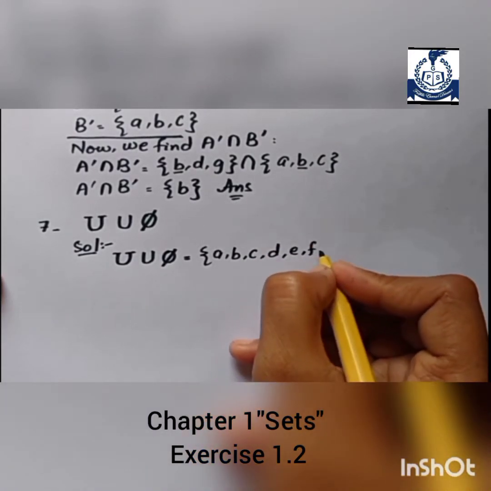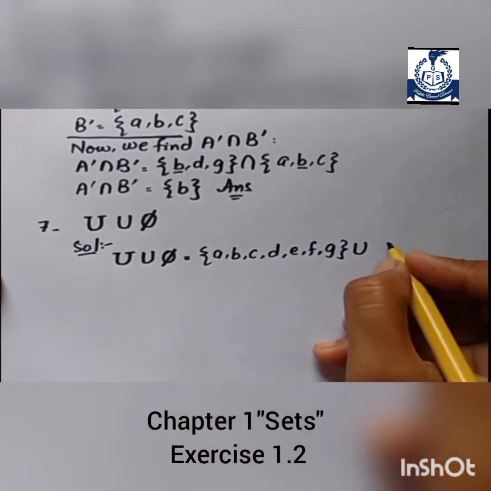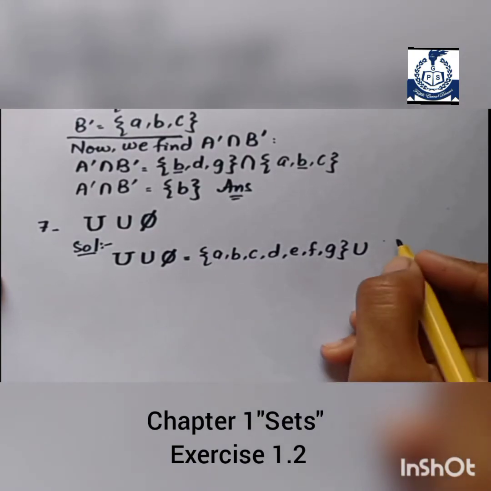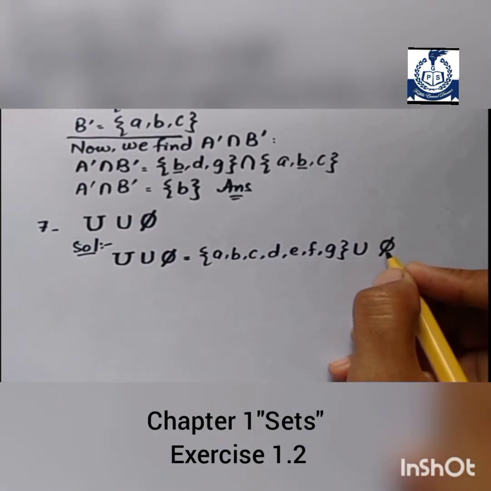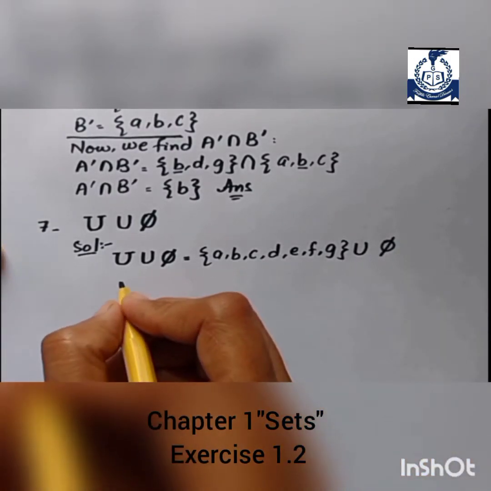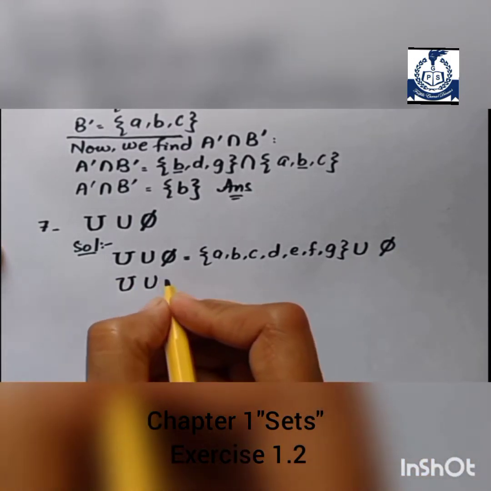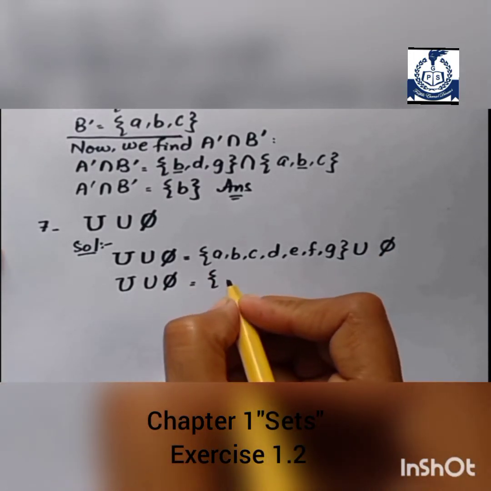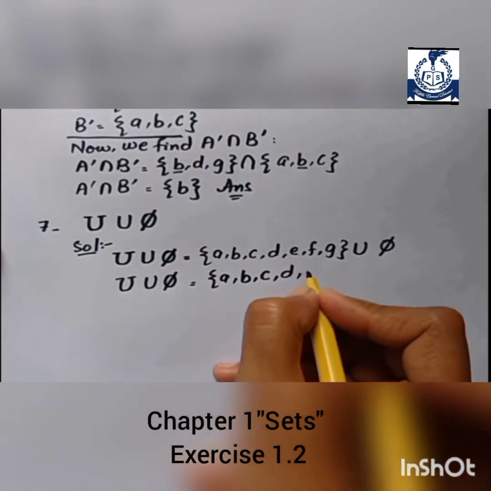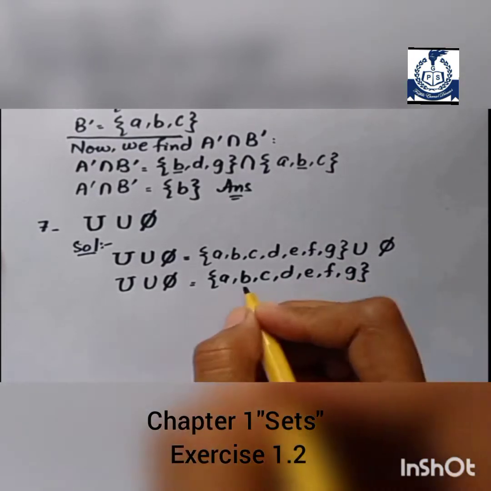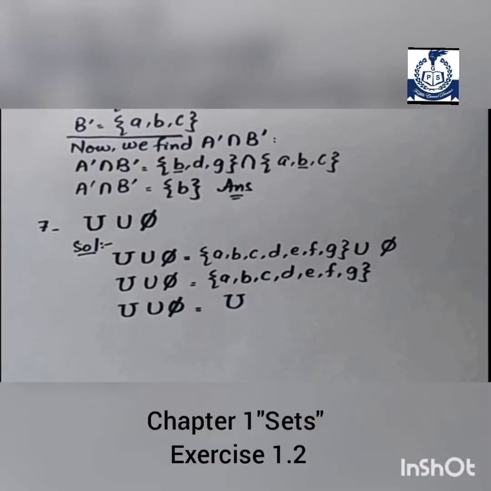In a place of universal set, we write the elements of universal set, union sign as it is. In a place of null, we write null here. So in a union, we write the elements of both sets in an arrangement form. So A, B, C, D, E, F, G as it is. This is the same as the elements of the universal set. So in a place of A, B, C, D, E, F, G we can write universal set. So universal set union null is equal to universal set.